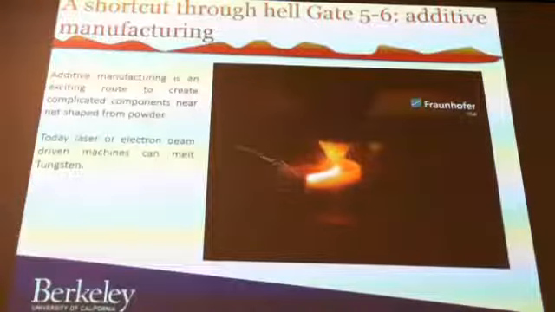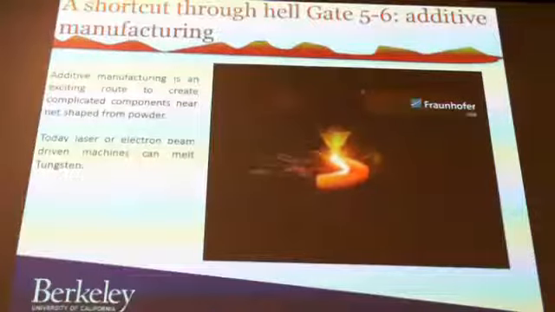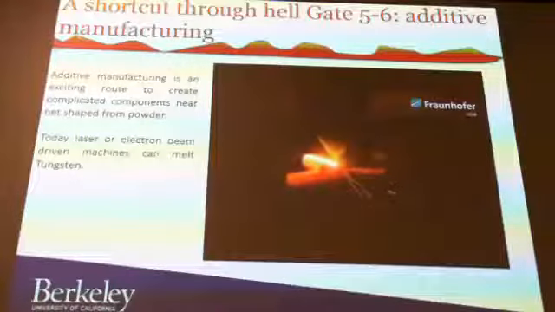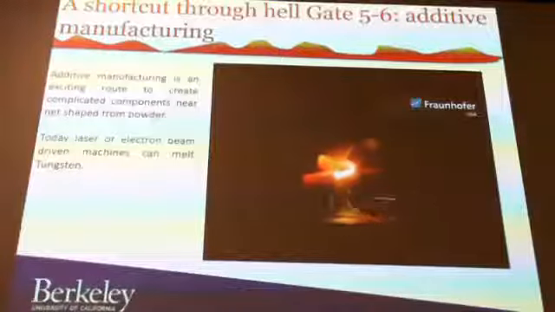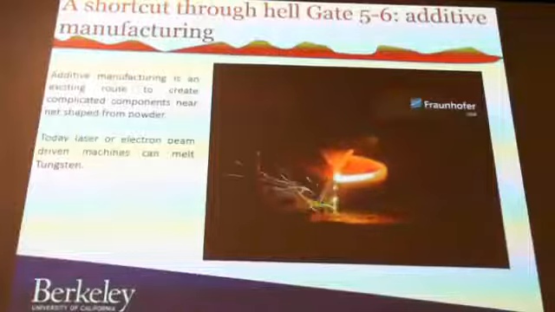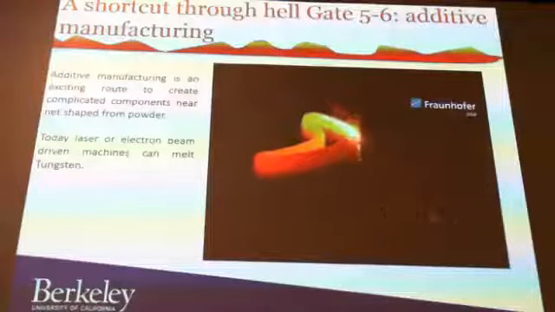So you don't have to do the forging process or anything. All you need is some powder and a high power laser beam to do so. And that creates quite a nice number of new routes you can use this for. So in this instance, they make gas turbine blades like this.